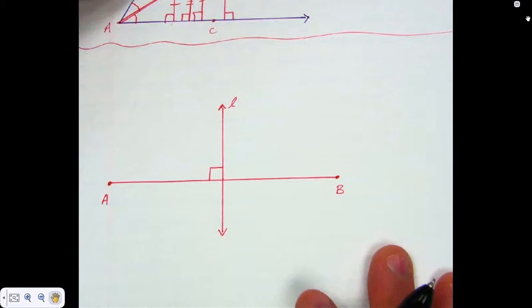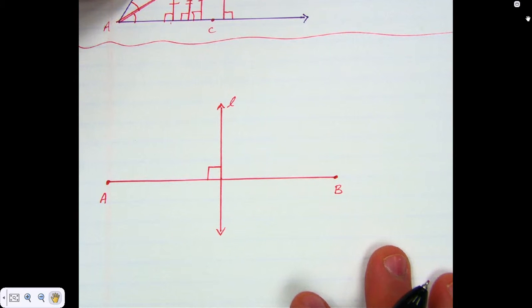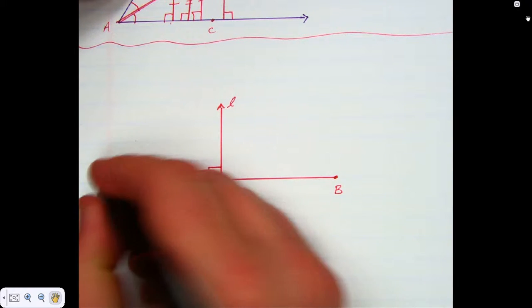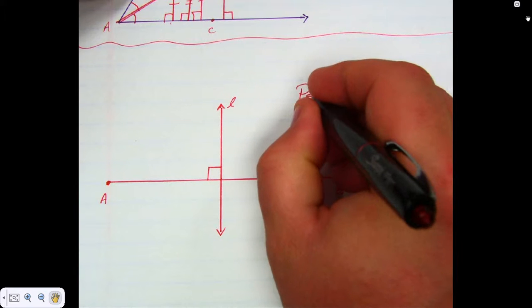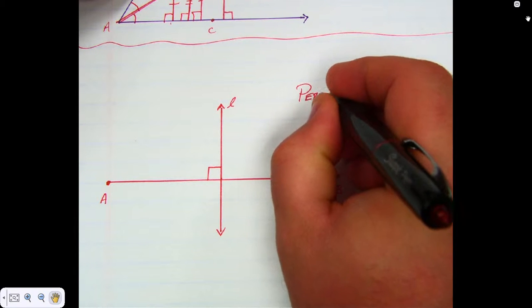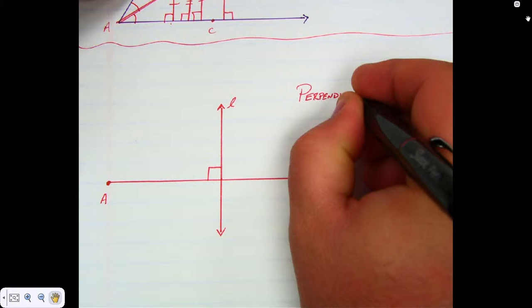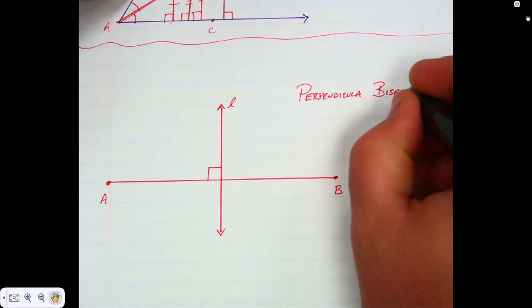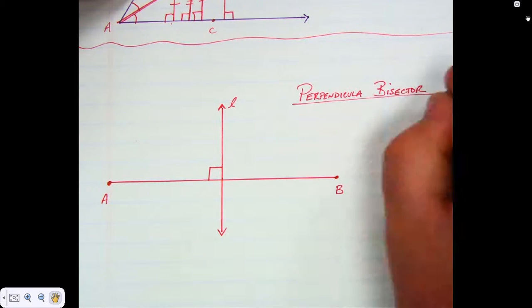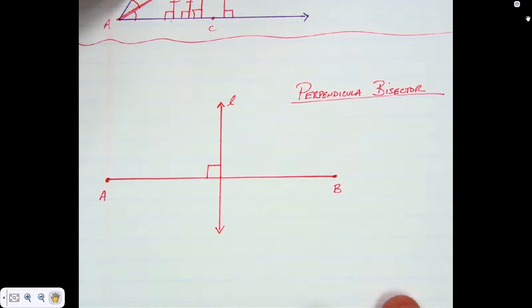Okay. What do you think this thing's called? It is called perpendicular bisector. What do you think a perpendicular bisector does? Exactly what it sounds like. It bisects, and it's perpendicular.